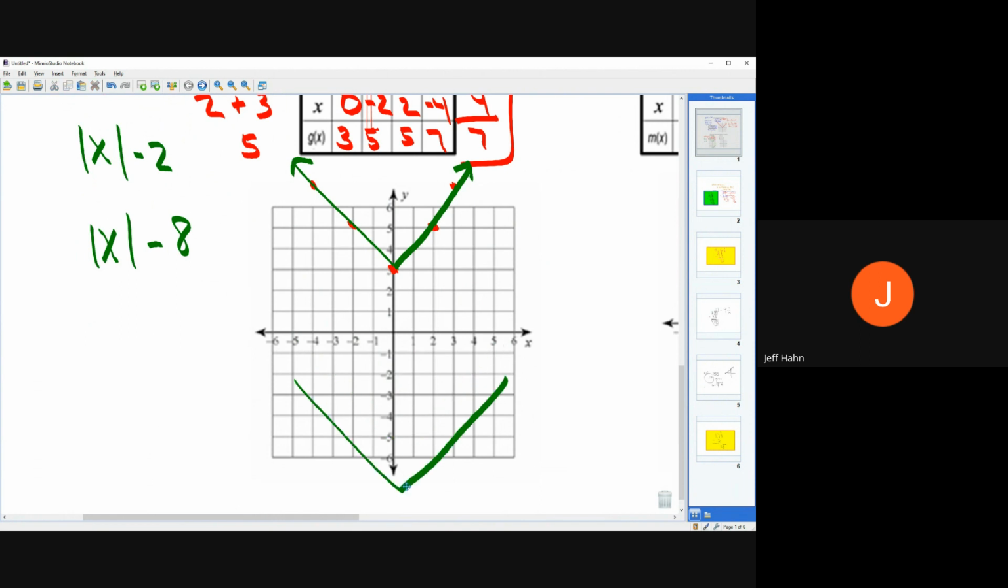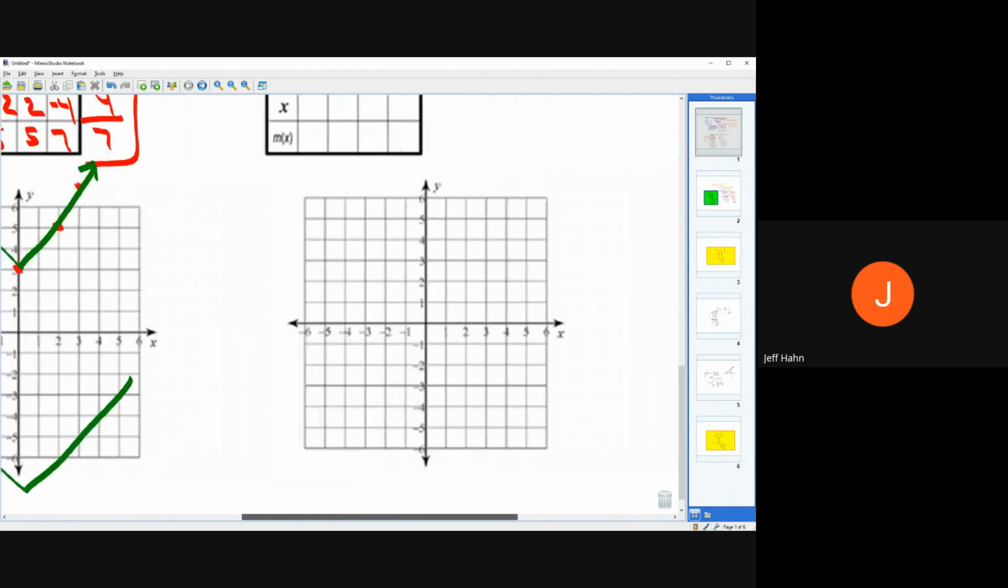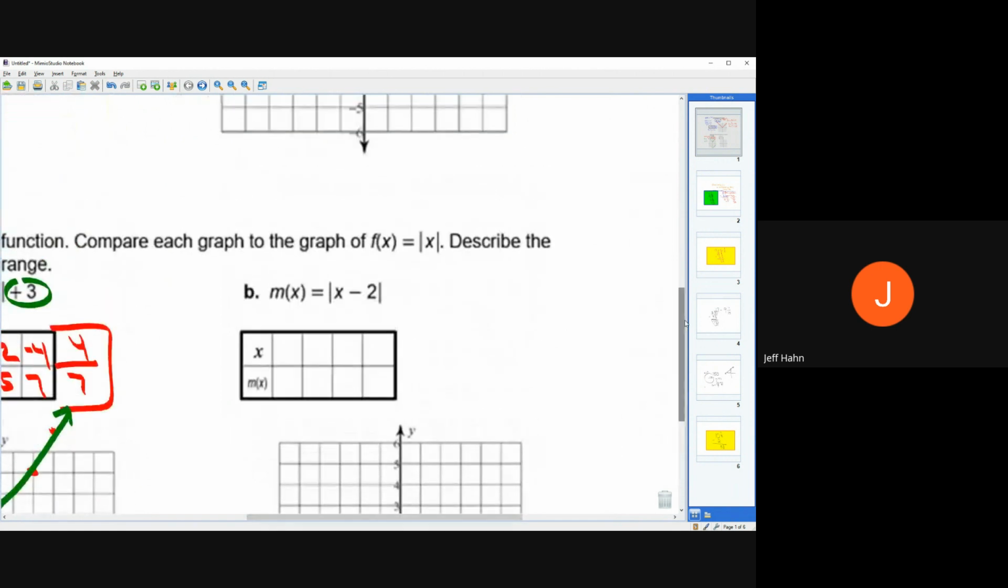Now, let us speculate. Let's go to the second one here. Notice how this is different.